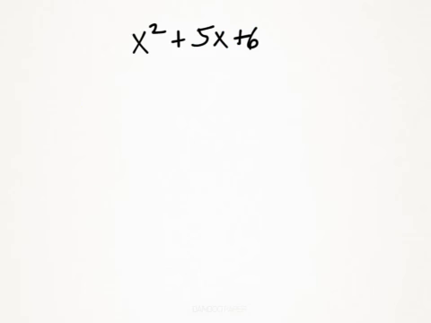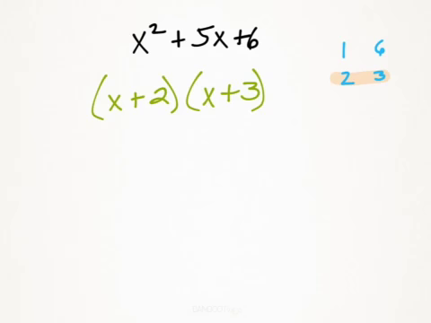Let's look at another example here. We have x squared plus 5x plus 6. We're going to do the factors of 6, so we have 1 and 6 and 2 and 3. And obviously 2 and 3 are the only numbers you can add up to get 5 here. So our answer is going to be x plus 2 times x plus 3. And you need to include these parentheses. That's very important.